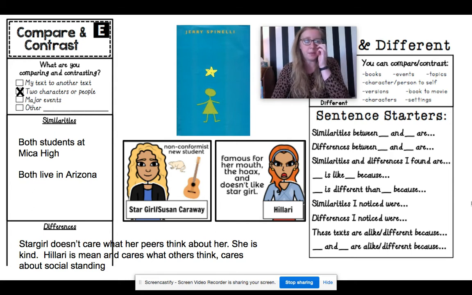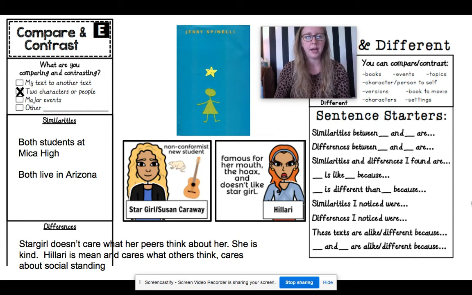So I am comparing and contrasting two characters in this book, Stargirl and Hillary. Now, similarities, things that are alike about them. They're both students at Micah High School, and they both live in Arizona, which is the setting of my book. There's not too much else similar. Differences: Stargirl doesn't care what her peers think about her, and she's very kind. Hillary is mean and cares what others think, and she really cares about social standing, which means she cares about how popular she is in school.